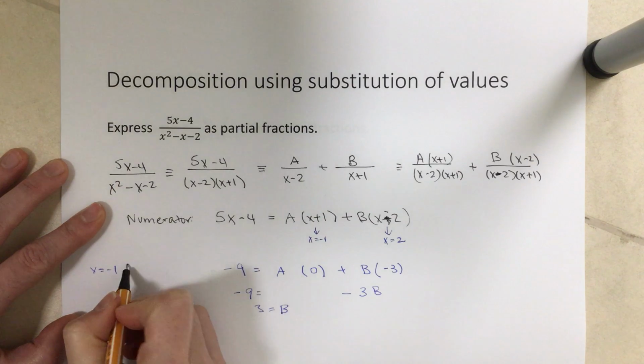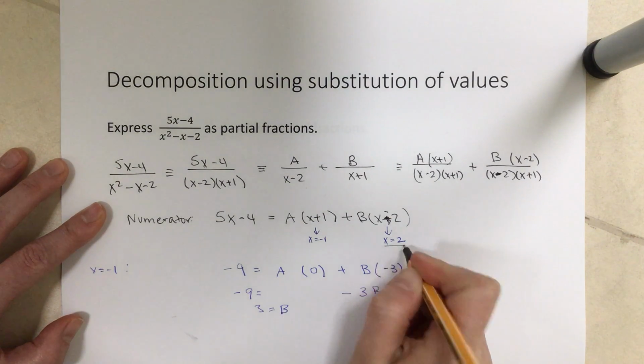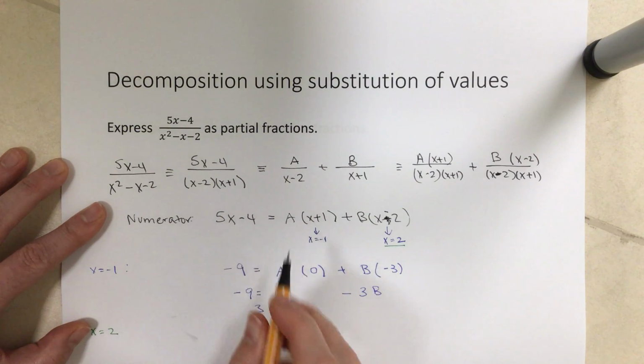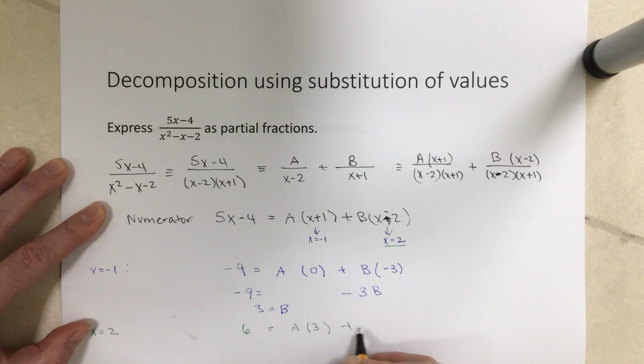And I'm going to do the same thing now with x being 2. So when x is 2 and I put this in, well, 5 times 2 is 10, minus 4 is 6. And when I put in 2 over here, of course that will be gone now, so I know 6 is equal to 3a, so 2 is a.